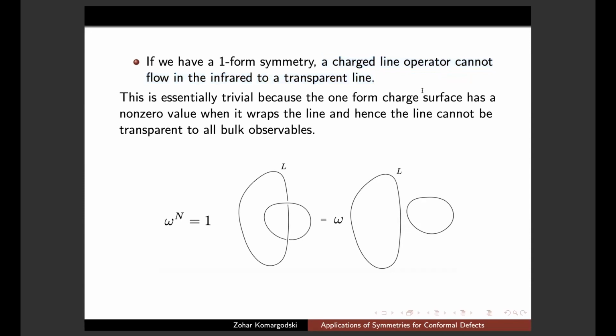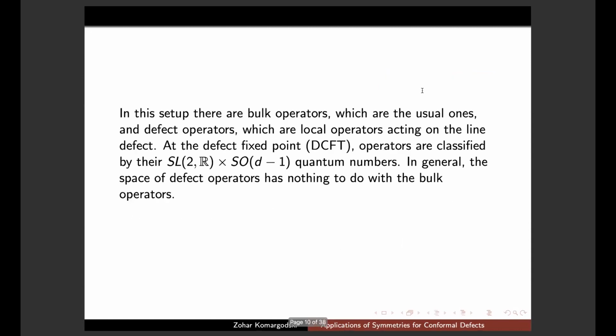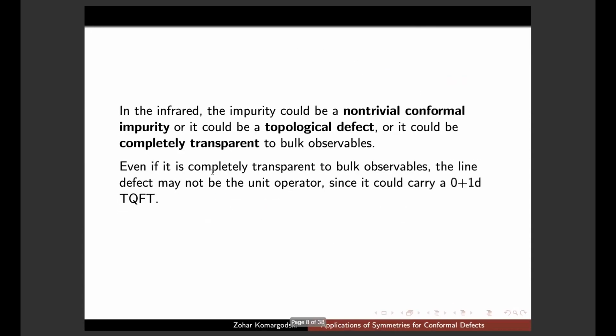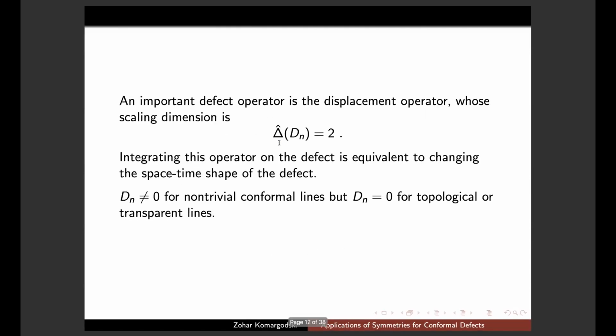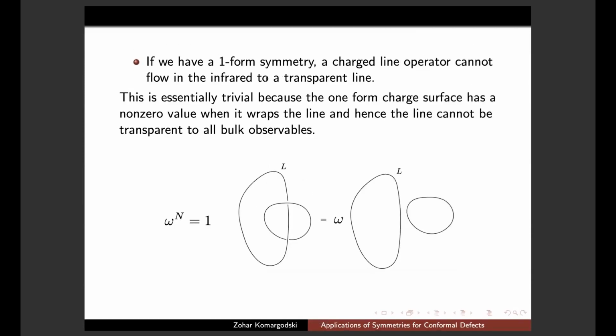It's tautological, because the way I define transparent line operators is that they're completely transparent to all bulk observables, local and non-local bulk observables. So of course, if a line operator is charged under one-form symmetry, it cannot be completely transparent. In condensed matter, people say screened instead of the word transparent. I'm using transparent because screened could mean several things. Transparent means that it cannot be detected by any bulk observable.